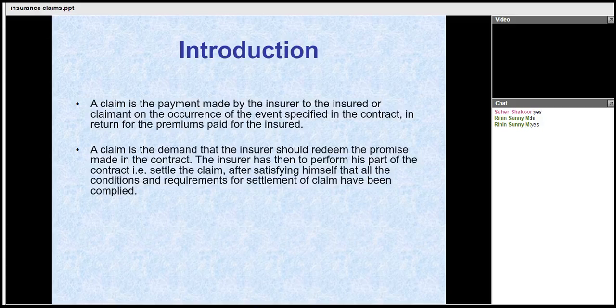And we pay the premium every year, right? So what is a claim? A claim is the payment made by the insurer to the insured or claimant on the occurrence of the event specified in the contract in return for the premiums paid for the insured. So for our insurance, we pay premium every year, right? Why do we get this insurance done, and why do we pay premium every year for the same?